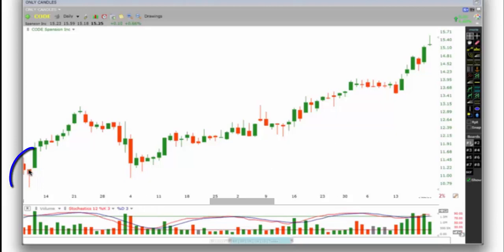This is the appearance of the hammer. The hammer by itself is not enough. We want to see a follow-up confirmation. A price confirmation is a price opening above the previous day's close. This is a bullish kicker, a very powerful signal. We're going on board after seeing this level, above this level, 11.22.